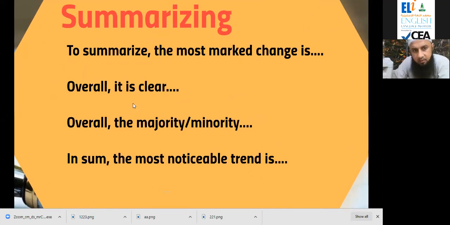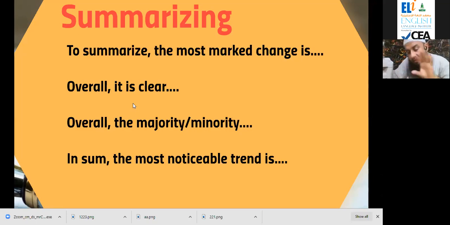And you summarize. To summarize, the most marked change is, overall, it's clear that the UK has more motorcycles. For example, overall, the majority prefers taxis. You have to summarize the points because it's a summary that you're writing. In sum, the most noticeable trend is that people prefer taxis in the morning time, in rush hours, and public transport at the weekends.